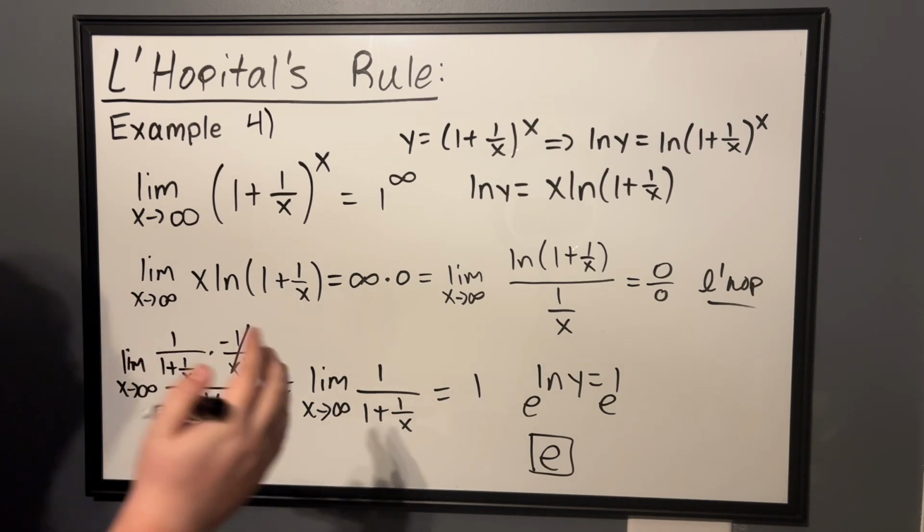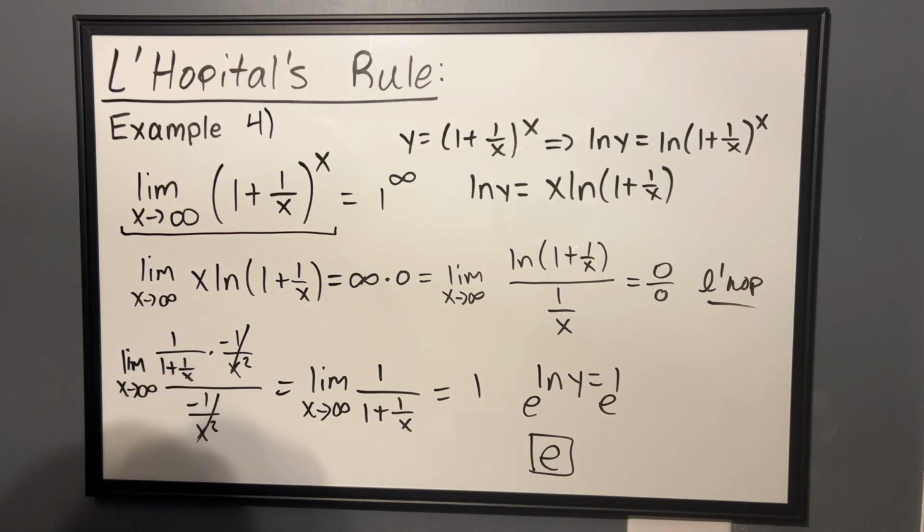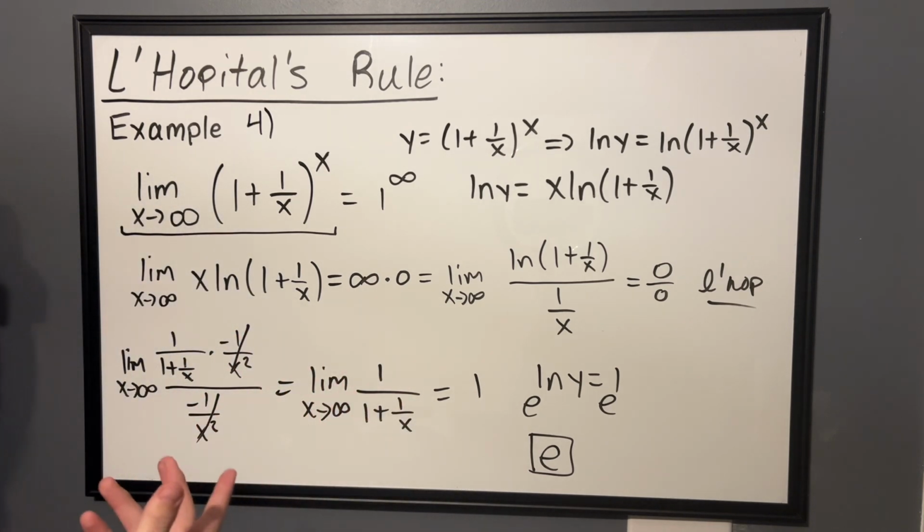Now I just want to point out that this right here is actually the definition of Euler's number e. So it's very cool that we can do this using L'Hopital's rule, because if we couldn't, there's a much harder way to go about this.